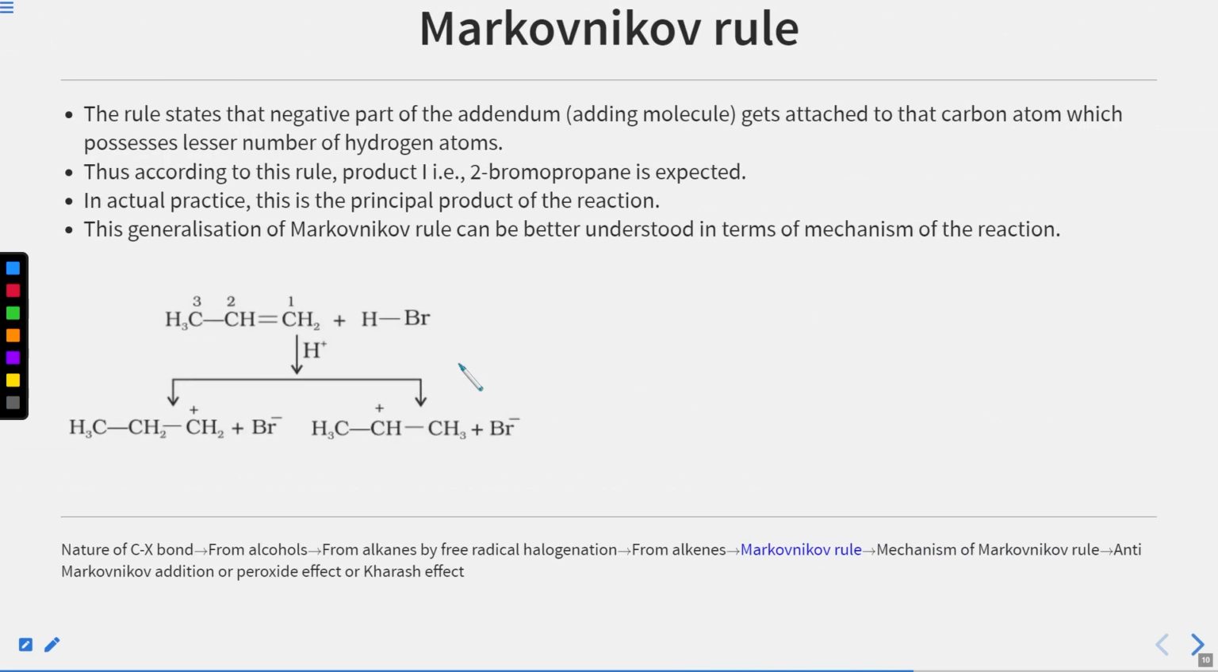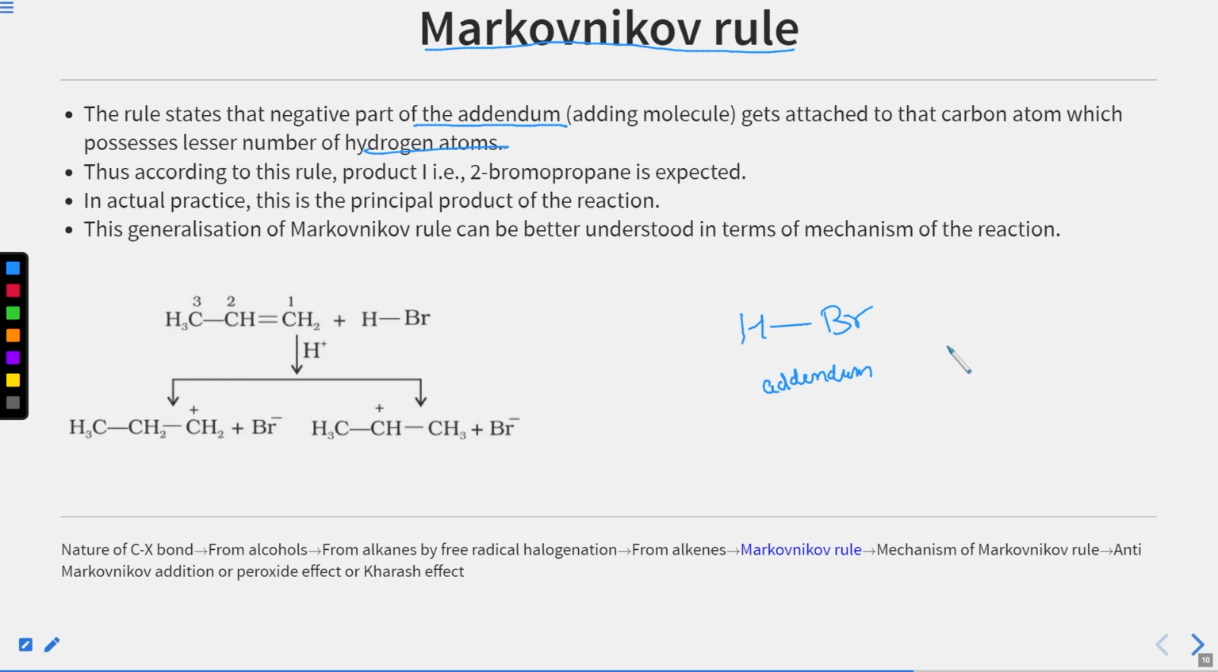Now first we will move to Markovnikov's rule. So what does this Markovnikov's rule say? This rule says that the negative part of the addendum gets attached to that carbon which possesses a lesser number of hydrogen atoms. What is the addendum? The adding molecule is called the addendum.